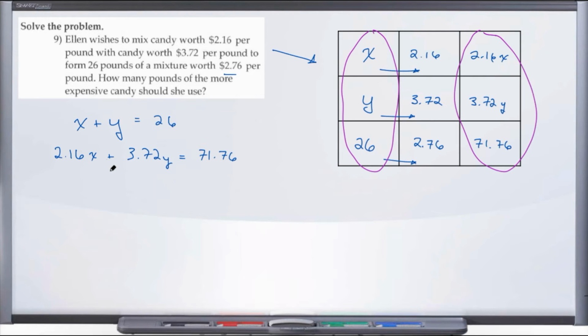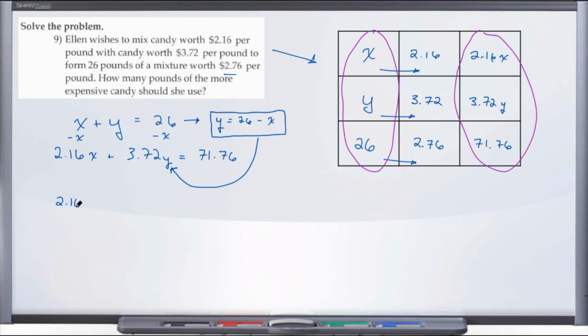For this one, I'll go ahead and solve by substitution. I'm going to start with the first equation and solve it for Y. To do that, we subtract X from both sides, which gives us Y equals 26 minus X. Now that we've solved for Y, we're going to take this value of Y and plug it into our second equation. Let's rewrite equation number 2, only instead of using Y, let's use the value of Y that we just solved for.